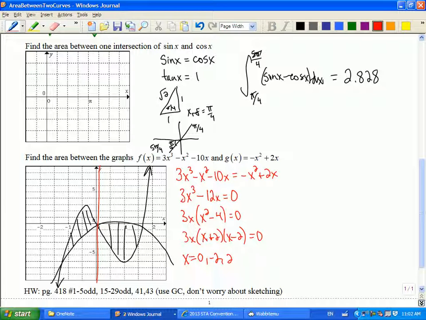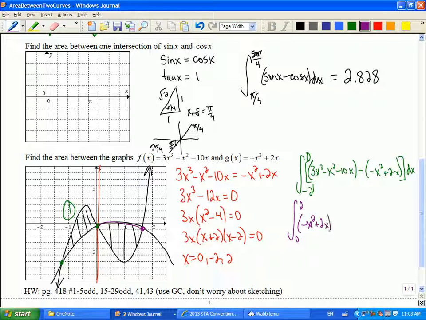And I can use my picture to make sense of those values. Here's the one for negative 2, then 0. So I know my first integral is going to go from negative 2 to 0. And this is where the cubic is the top one. So 3x cubed minus x squared minus 10x. And then we'll take away from that the quadratic. That's piece number 1. And then piece number 2 is this one, which is going to go from 0 to 2. And this is where now the parabola is the top piece here. So this will be negative x squared plus 2x, take away 3x cubed minus x squared minus 10x.